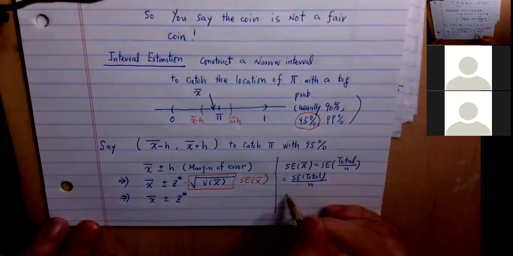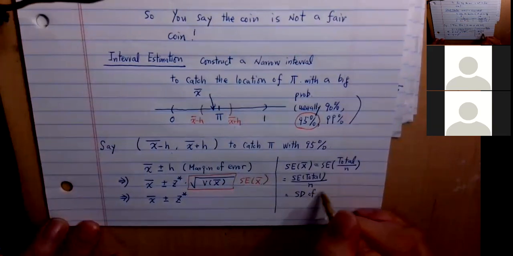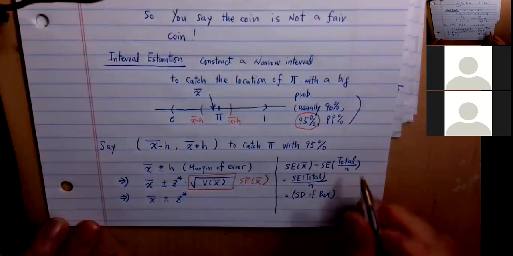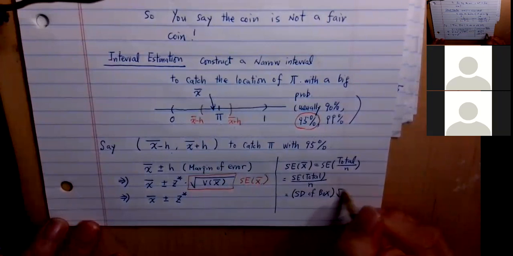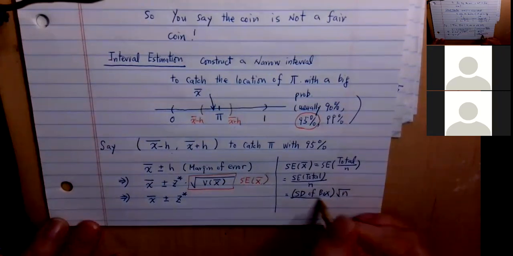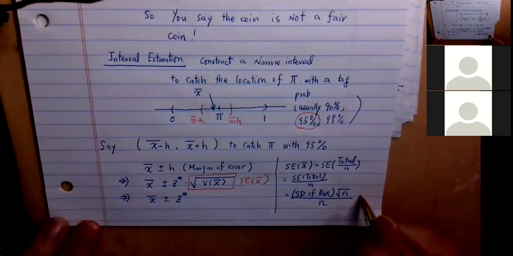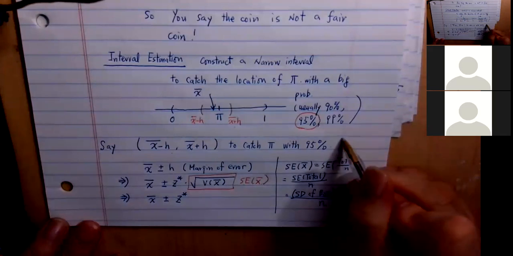Okay? SE total is what? Standard deviation of the box times square root N, number of draws, and then divided by N. And this is when the draws are made with replacement. Remember, this is a box model.